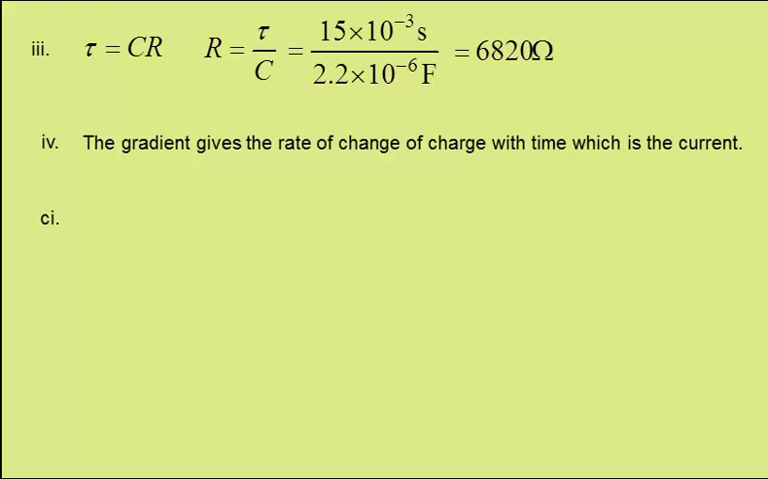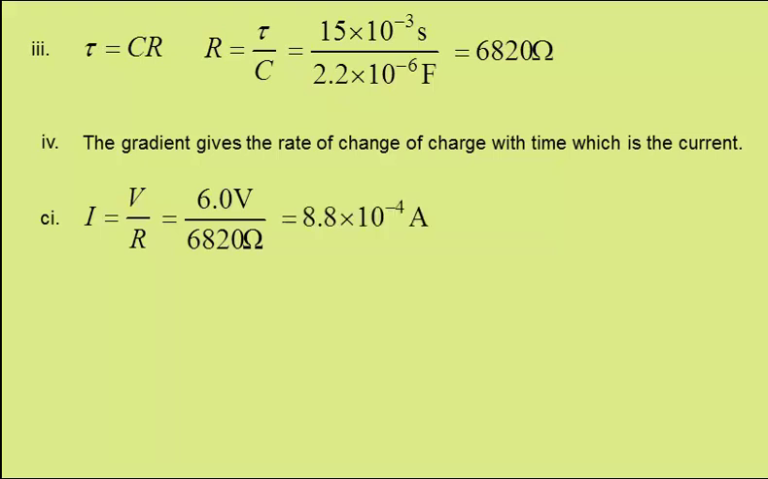In C part 1, we need to find the maximum value of the current in milliamps in this circuit during the charging process. Well, this will occur at the start, and current is potential difference over resistance. At the start we have 6 volts over 6820 ohms, giving a current of 8.8 times 10 to the minus 4 amps, or 0.88 milliamps.